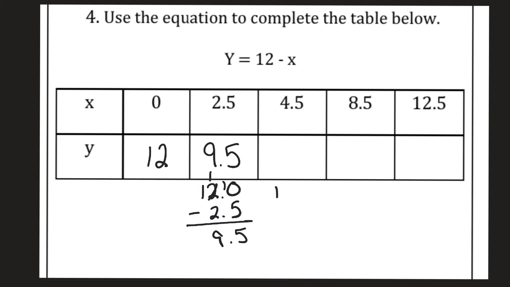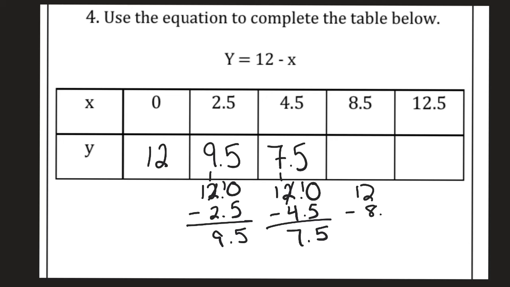And then you're going to have to do the same thing. So we have 12 minus 4.5. We're going to have to borrow again. 10 minus 5, still 5. 11 minus 4 this time is 7. So this would be 7.5. Next one, we have 12 minus 8.5. Okay, so this we're going to borrow. Sorry, I'm jumping ahead. And then 11 minus 8 is 3. So we have 3.5 on this one.